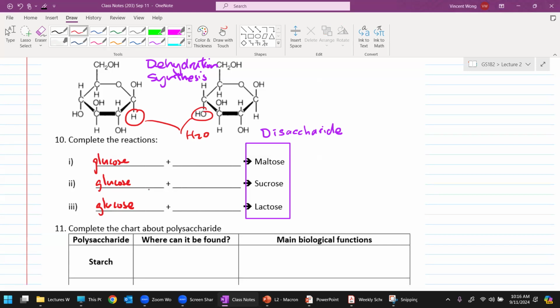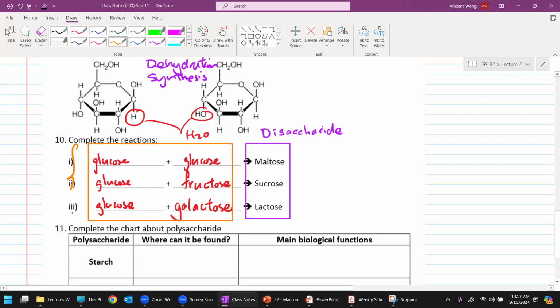Lactose is easy to remember because lactose is going to be glucose plus galactose. Kitchen sugar, sucrose, is going to be glucose plus fructose. And finally, maltose is just glucose, glucose. And I would like to remind you that these are monosaccharides.